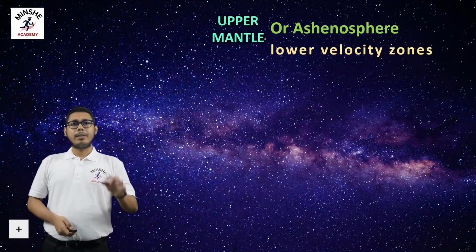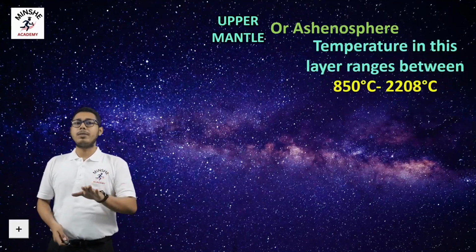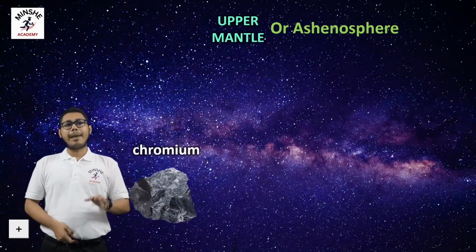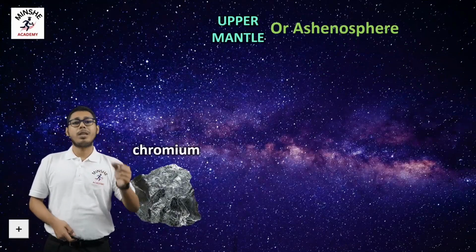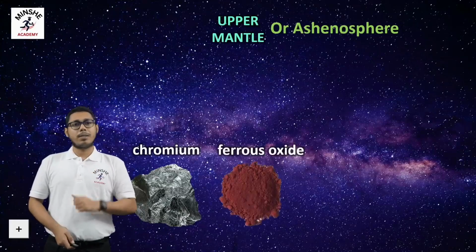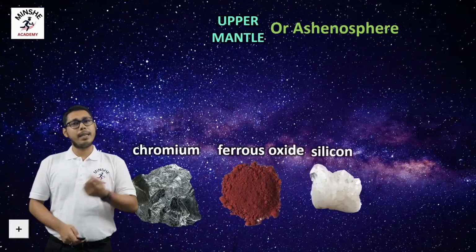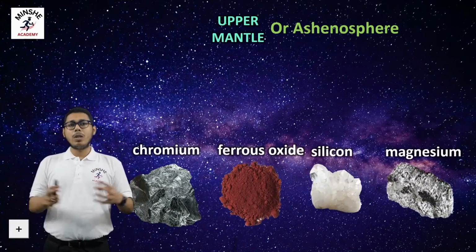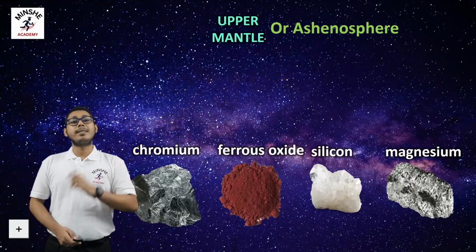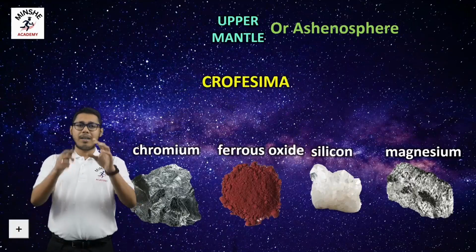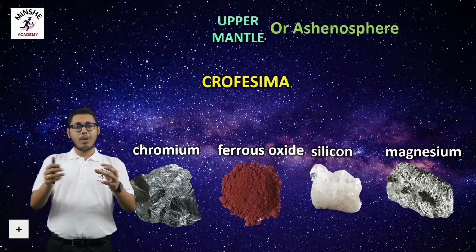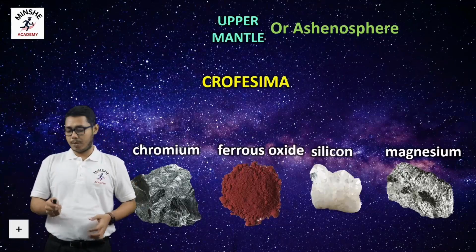Now the upper mantle, the temperature ranges between 850 degrees Celsius to 2208 degrees Celsius. These are facts. Now the upper mantle is composed of, what are the compositions, right? It's the chemical composition part. The chromium, the ferrous oxide which is iron, silicon which is silica, and magnesium. And all these things give us the abbreviation Crofesima. You can understand why this layer is called Crofesima, because these are the things that this layer is composed of.